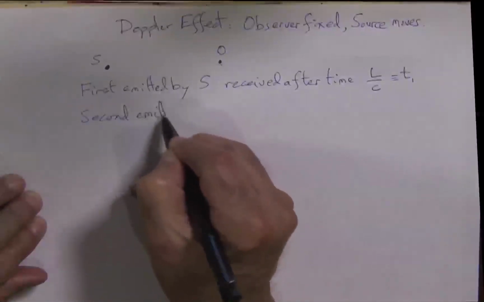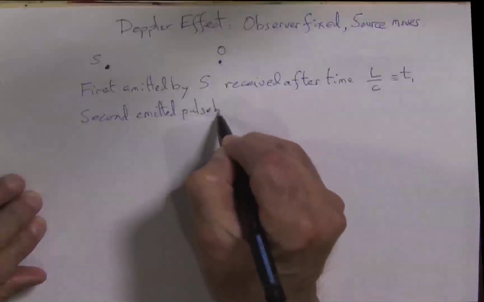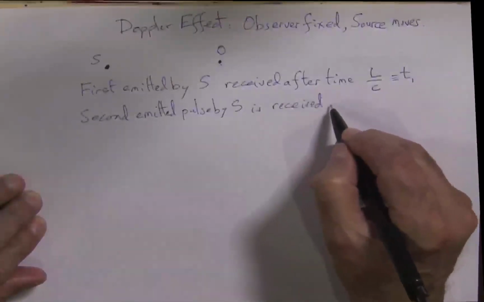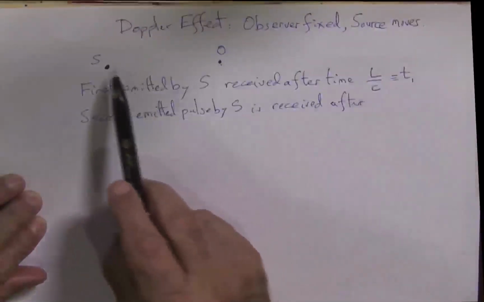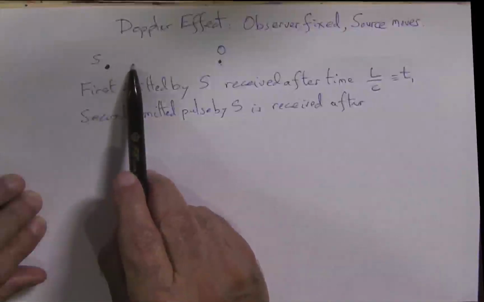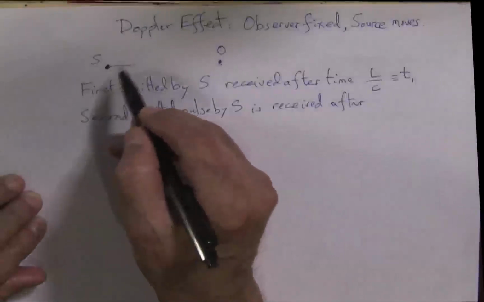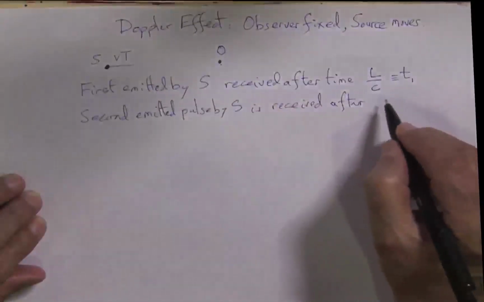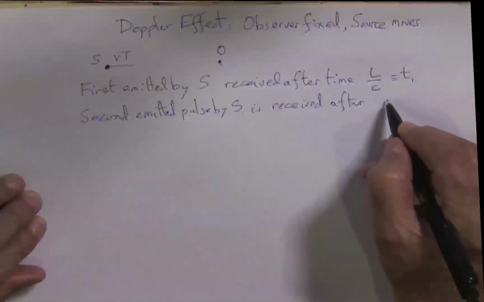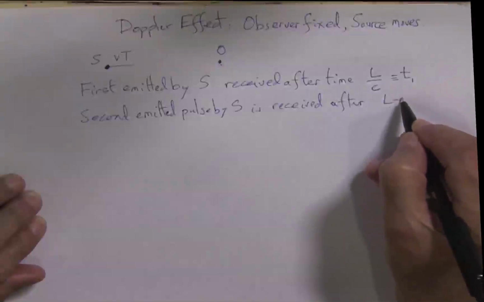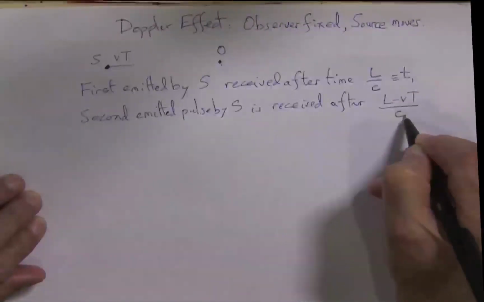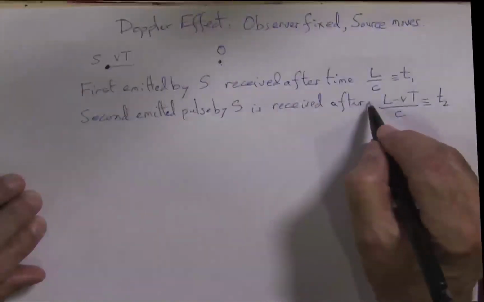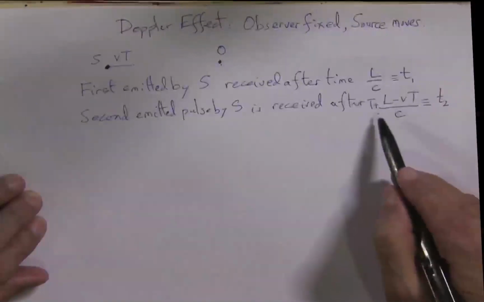Now the second emitted pulse by S is received after less time, because you see, in the time t, this has traveled a distance vt. And so the time now at which it is received is going to be L minus Vt divided by C. And that's T2. And of course, that's T plus that, because it was emitted at time T.